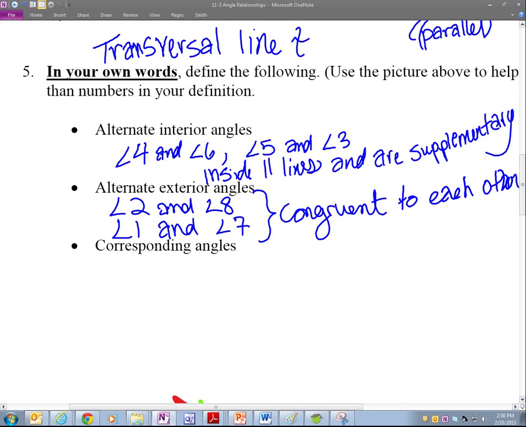Congruent to each other. They're going to have the same angle measure. That means that angle 2 and angle 8 are both going to have the same angle measure, and angle 1 and angle 7 are both going to have the same angle measure.